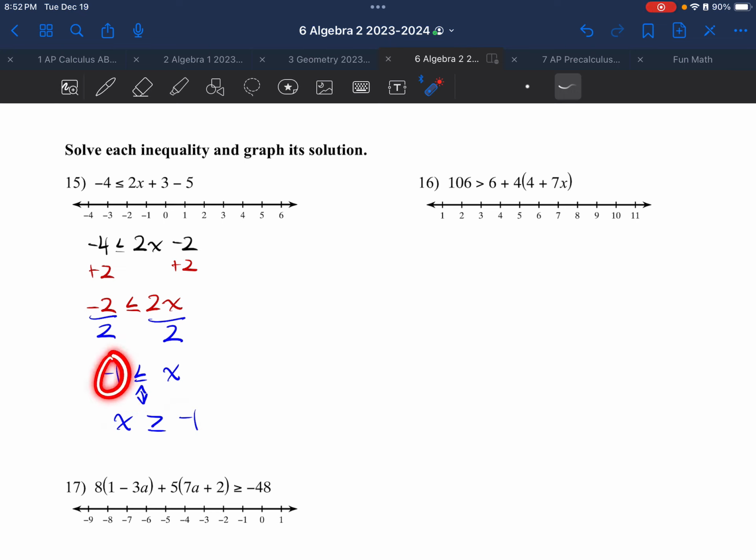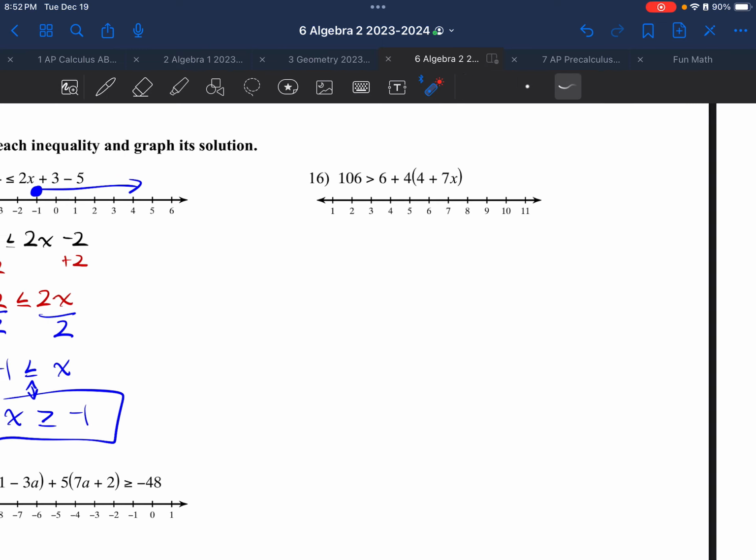You can also say that negative 1 is less than or equal to x if you want to read it that way. So I'm going to go ahead and plot negative 1. I am able to be equal to it, so this can be a closed point at negative 1. So closed point as opposed to an open point. And then if it's greater than negative 1, I'm going to the right of negative 1. So those are the 2 pieces you need. You need the graph and you need the inequality.